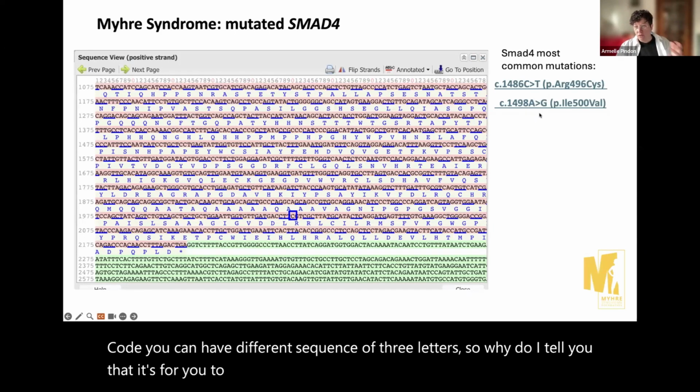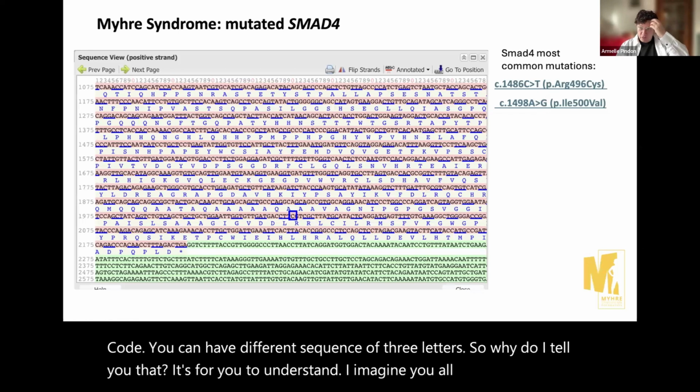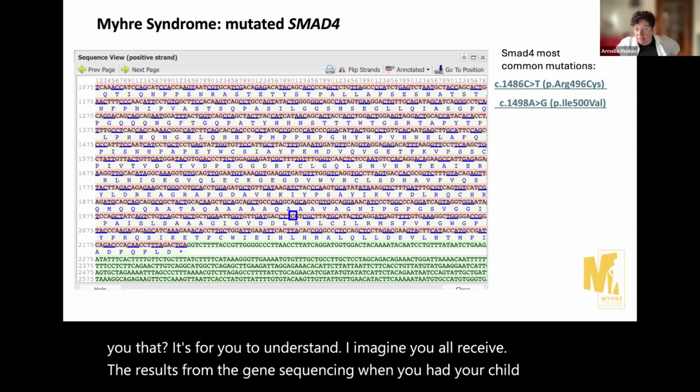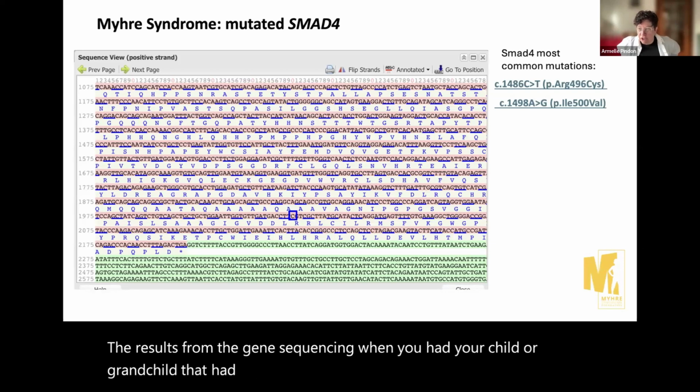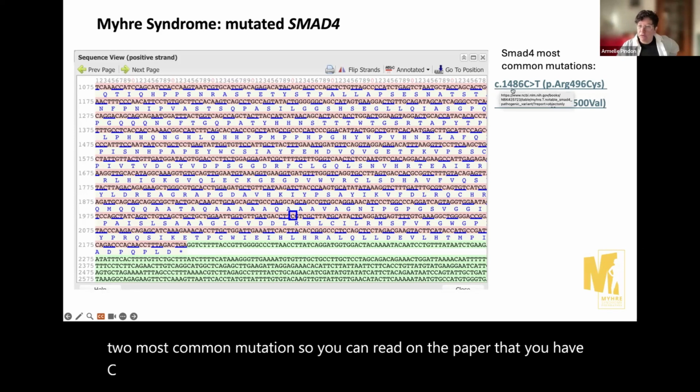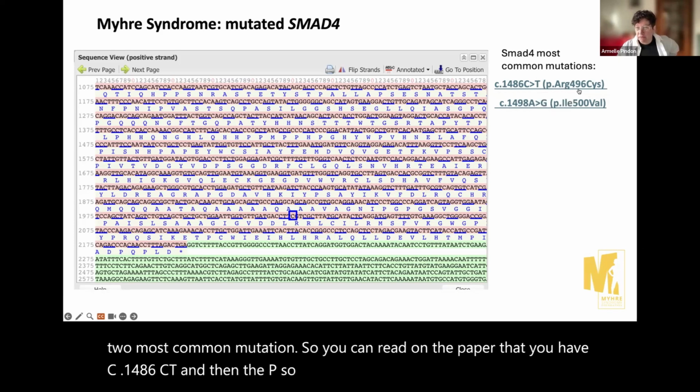I imagine you all received the results from the gene sequencing when you had your child or grandchild that had the SMAD4 mutation. I put here the two most common mutations. So you can read on the paper that you have C.1486C>T, and then the p. So what does that mean?